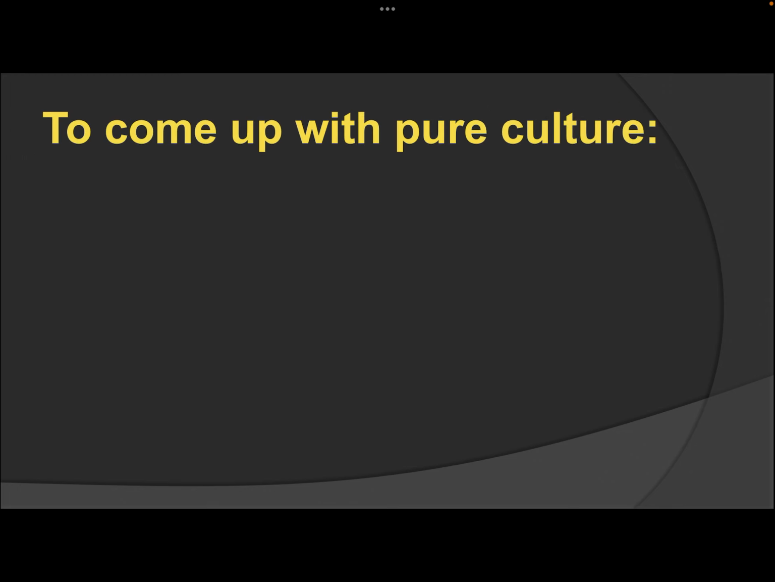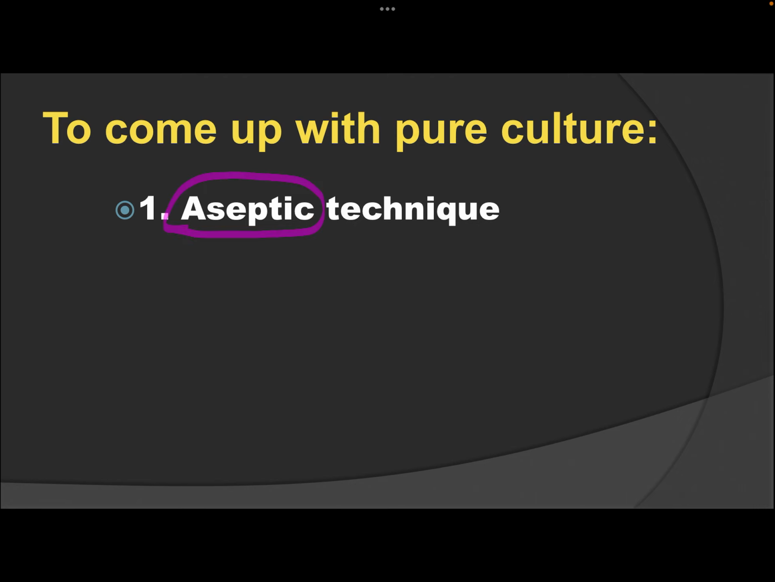So how to come up with a pure culture? Some of the techniques here were tackled the last time when you did the smearing technique, right? Number one, in order for you to make sure that you are isolating a pure culture, you always have to maintain aseptic technique. An example of aseptic technique is, number one, flaming the wire loop.